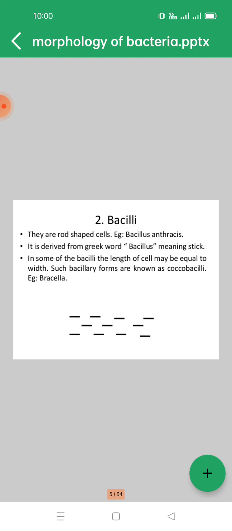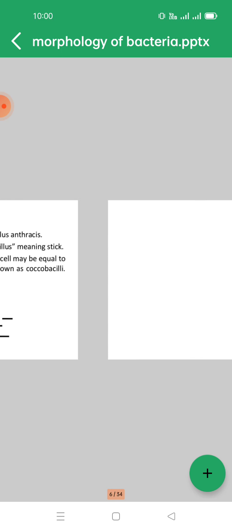Next is bacilli. Bacilli are rod shaped. Bacillus means a stick like structure, so bacilli are rod shaped cells. Technically we call it bacillus. Sometimes the spherical cells look like bacilli, and that is called coccobacilli. An example for the bacilli shape is Bacillus anthracis.